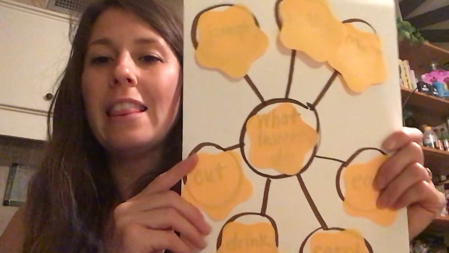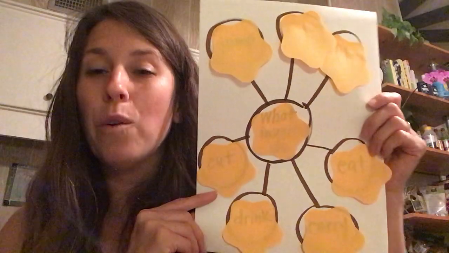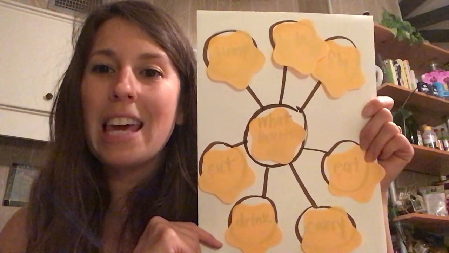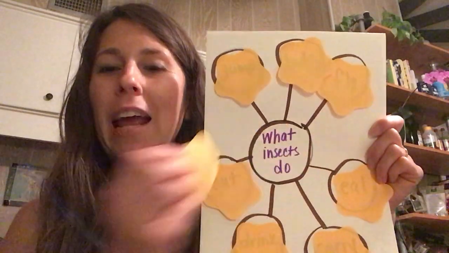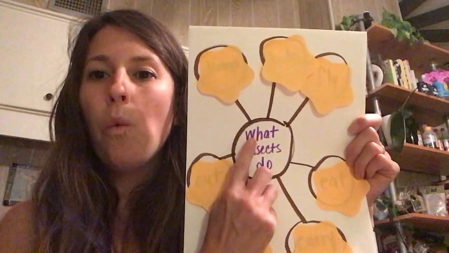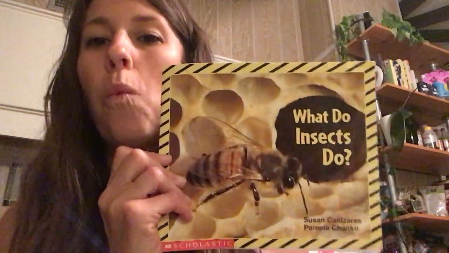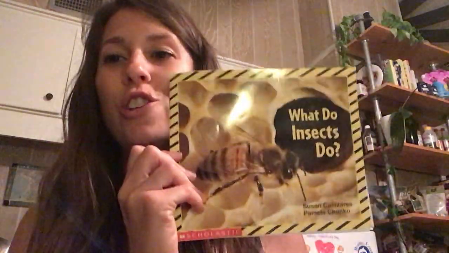So to show our thinking, we're going to do another thinking map. Last time we did a circle map. Today we're doing, does anybody remember what this thinking map is called? A bubble map, that's right. And in the middle is the main idea. We just said it. What insects do. This story's main idea is what insects do.